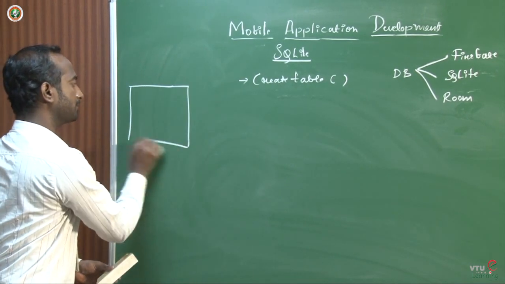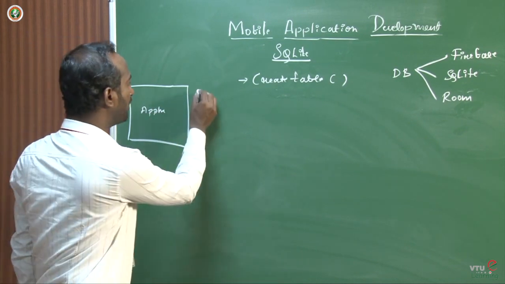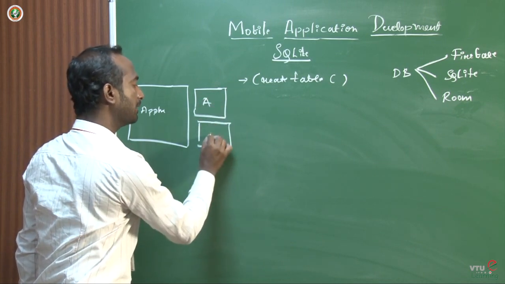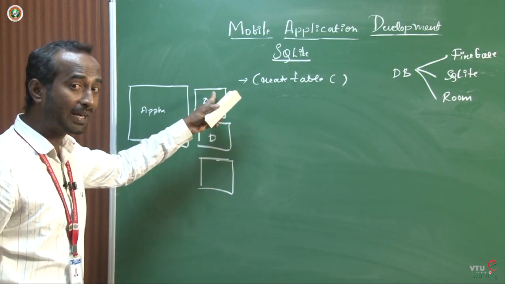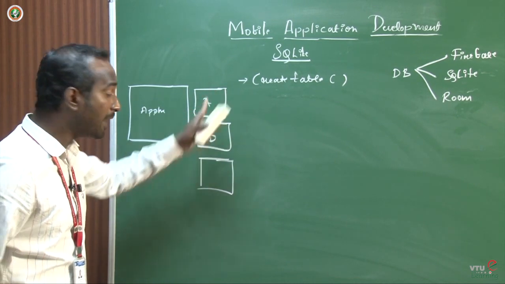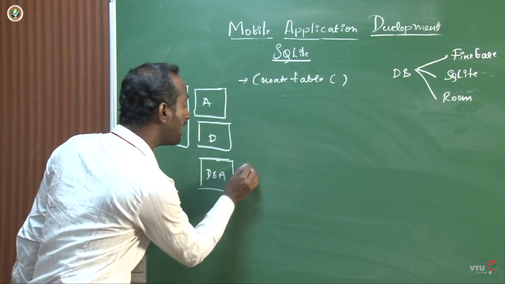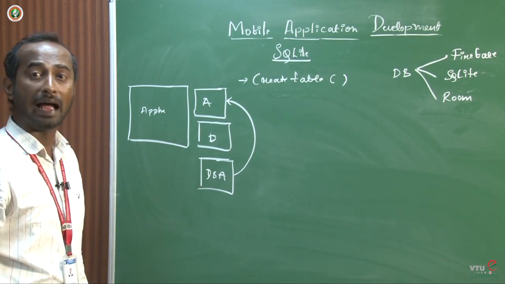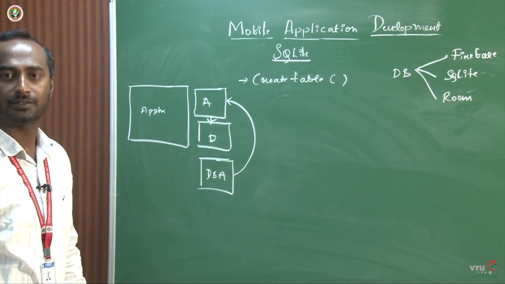this is my application. The application will be having two things. One is the activity, the design. In this activity, you cannot directly invoke the database. You cannot directly call the queries. That's why you have to create a DBA helper class. And this DBA helper class should be embedded in the Java part of the activity.